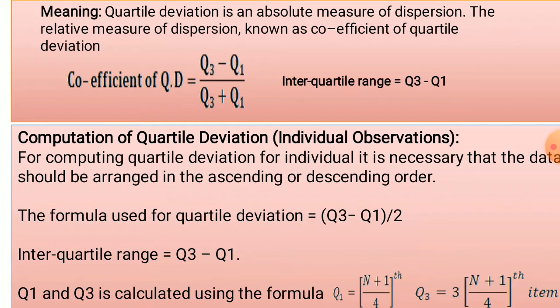Now, quartile deviation is an improved measure over the range, because quartile deviation is not calculated from the extreme items. Therefore, quartile deviation is the most important method of studying dispersion over the range.